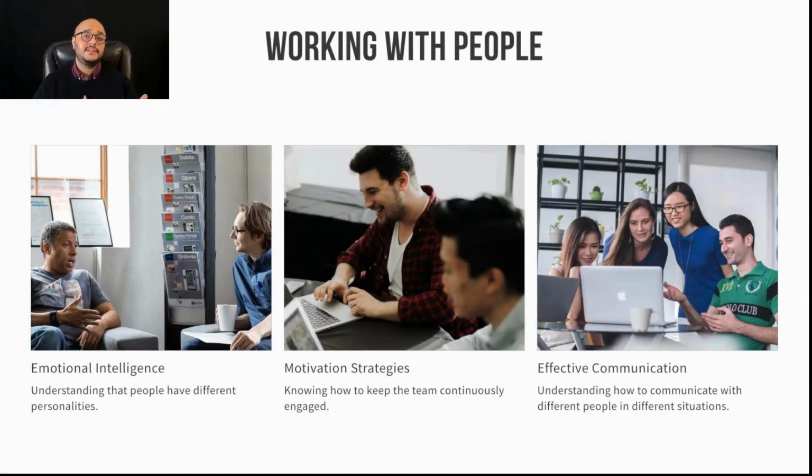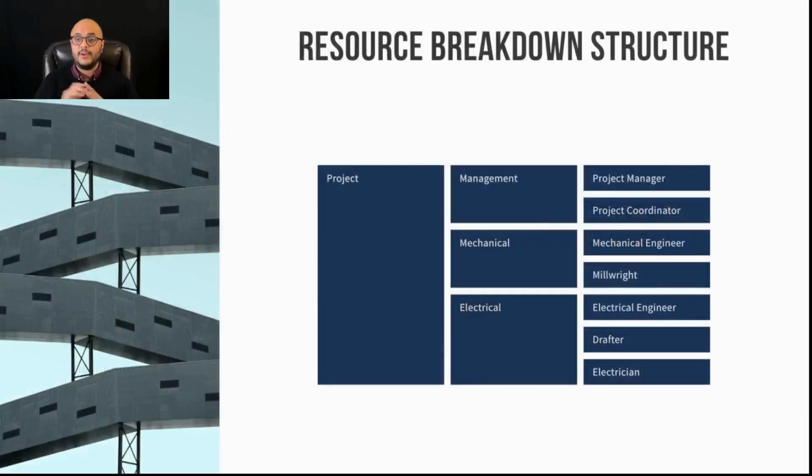Okay, so let's continue our discussion here of managing people. And the next thing I want to talk about is resource breakdown structures. This is an easy way for you to identify who's working in what capacity. So you take your project and you break it down into categories of work. There's the management level, the mechanical group, the electrical group, and so on and so forth. And within each group, you can identify the individuals. I have one project manager, two mechanical engineers, three drafters.